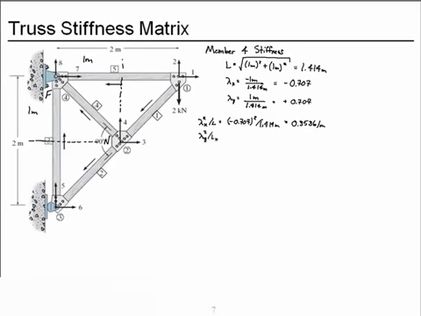Lambda y squared divided by L, a positive 0.707 squared divided by 1.414 meters, is a positive 0.3536 per meter. And lambda x lambda y divided by L in this case will be a negative 0.707 times a positive 0.707 divided by 1.414 meters, and this will be a negative 0.3536 per meter.